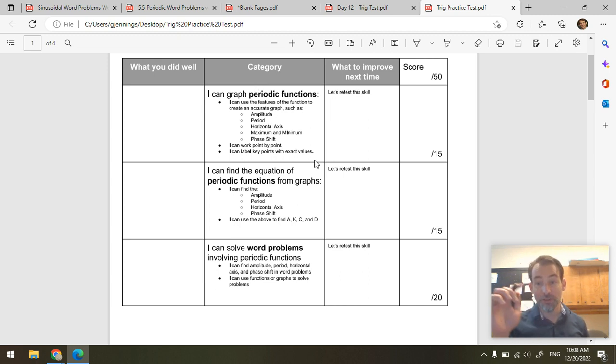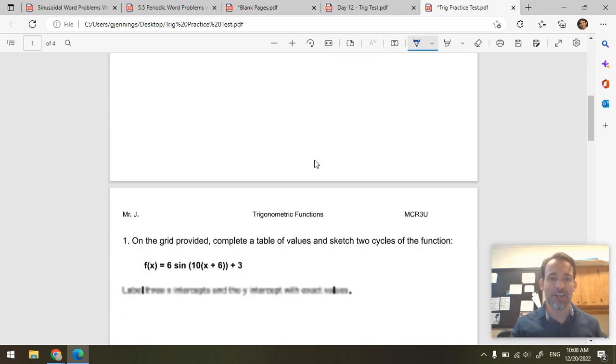All right, I can use the features of the function, such as amplitude, period, horizontal axis, maximum and minimum, and phase shift, to graph it. I believe that's a really useful skill. You can just work point by point, but I do think that makes it a little harder. Labeling key points with exact values is something that's cool for style points, so we're going to want to see you being able to do that. That is a curriculum skill. So we're going to take a look.